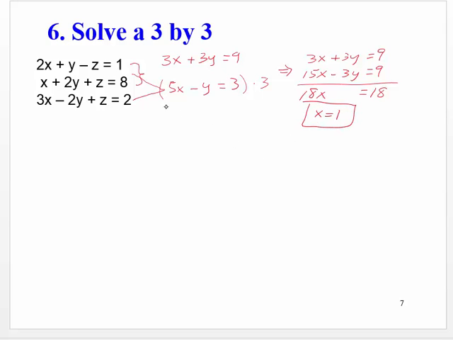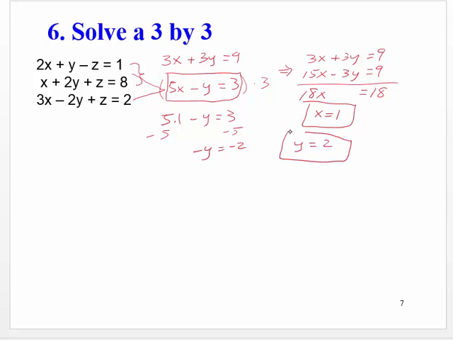All right. Well, we have to get y and z as well. So we can use either one of these equations to get y now. We'll just use this one right here. Plug in 1 for x. 5 times 1 minus y is equal to 3. Subtracting 5, we get minus y is equal to minus 2, or y is equal to 2.